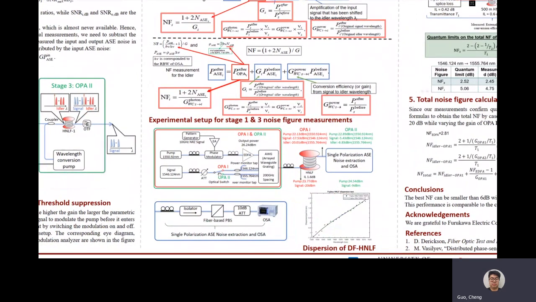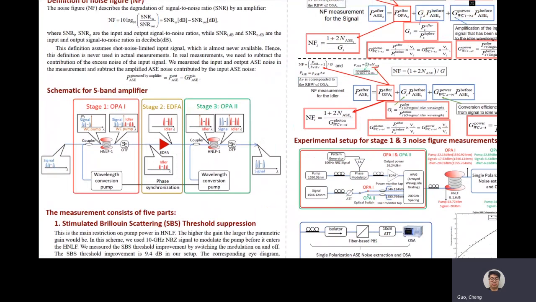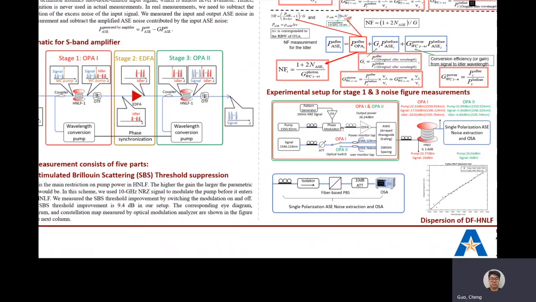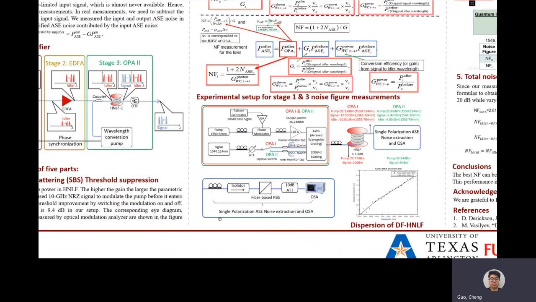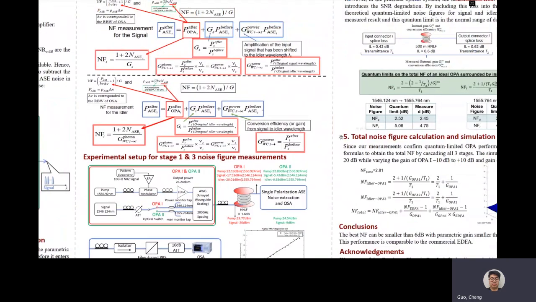We use one optical switch to change the input channel to verify the situation when we input signal in the S-band or input signal in the C-band. Through this process, we can measure these things, and we use single polarization ASE noise extraction and an OSA amplification system to analyze the data.